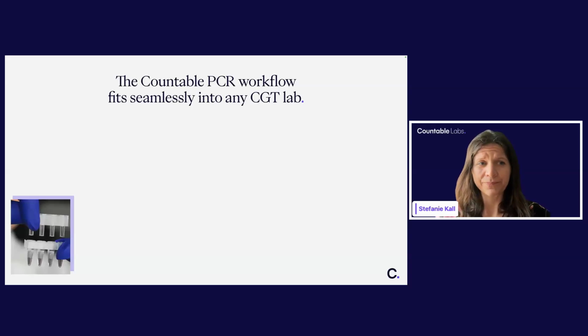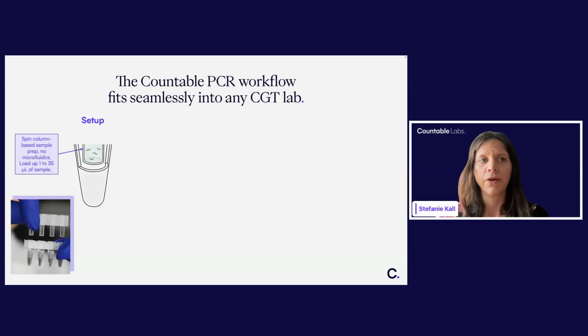So let's look at the workflow because I think that helps explain how exactly we do that. You see here in this picture, this is a spin column and a PCR tube. This is all you need to get started with Countable PCR. Your setup will be taking that spin column, placing it into the tube strip, and in there you load your probes, primer, and template, plus all the ingredients you need to do amplification. And then you also load our special reagents for matrix creation.